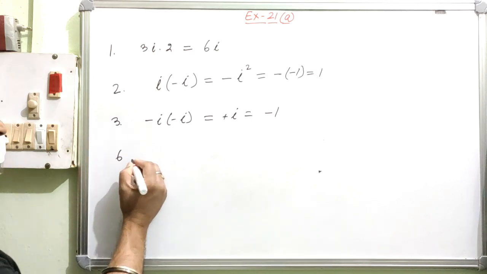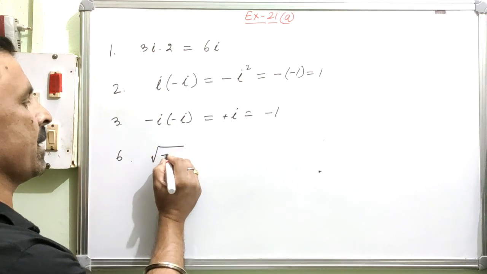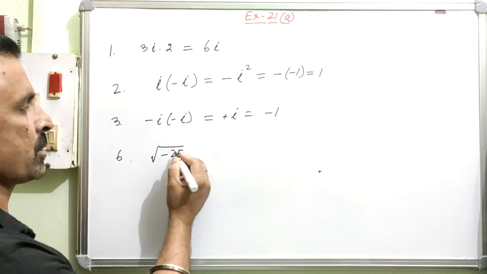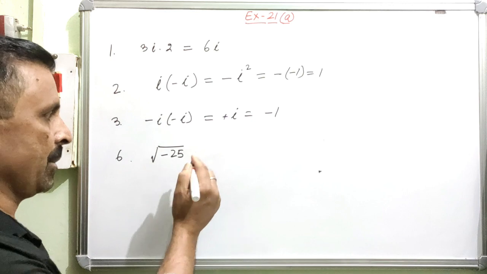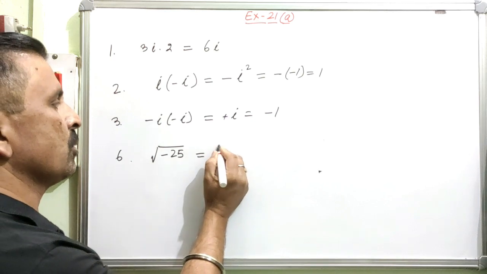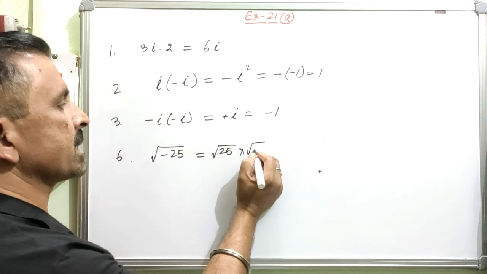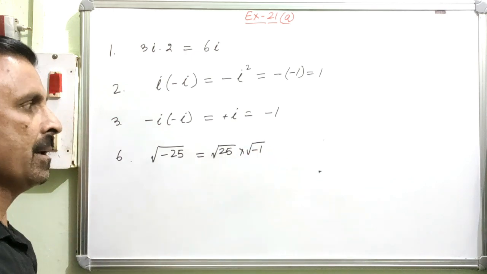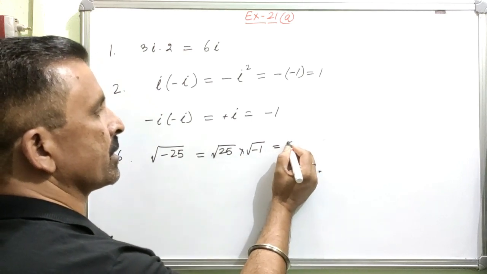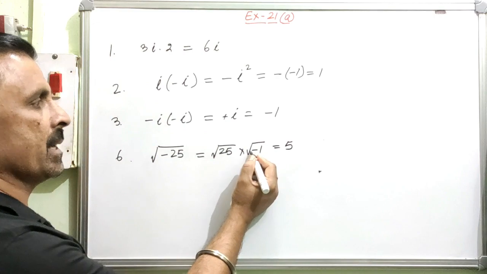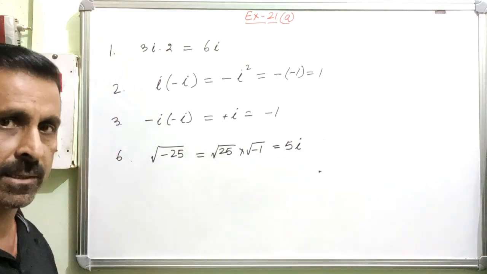One question we will take is number 6. The question is root over negative 25. So here what we can do is separate the sign from the number. This will be equal to root of 25 times root of minus 1, right? Now the square root of 25 will be 5, so this will be out of the radical sign. And this root of minus 1, its value is equal to i. So therefore the answer is 5i.